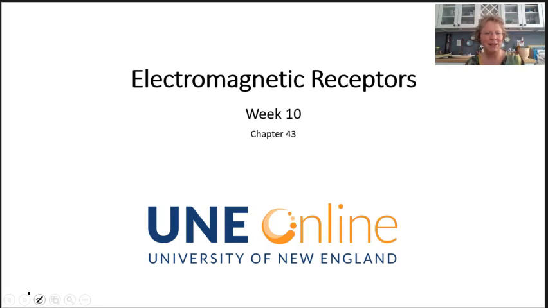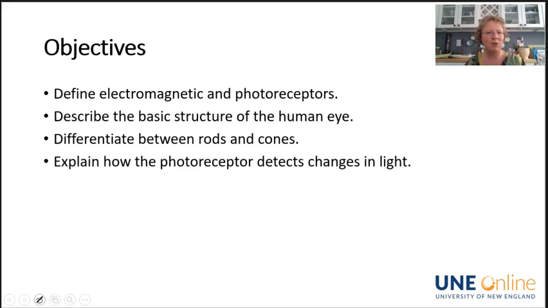Hi, in this presentation we are covering electromagnetic receptors. Our objectives are to define electromagnetic receptors and photoreceptors, describe the basic structure of the human eye, differentiate between rods and cones, and explain how the photoreceptor cell detects changes in light.